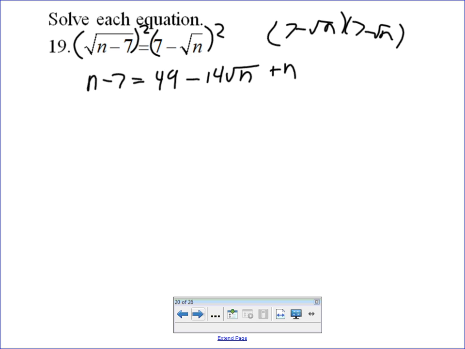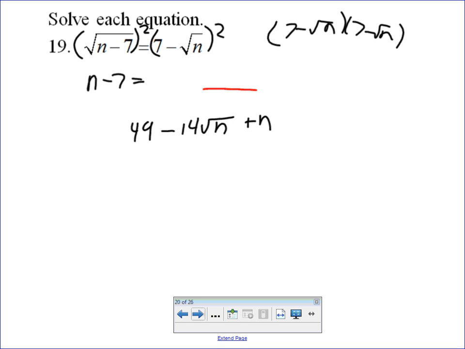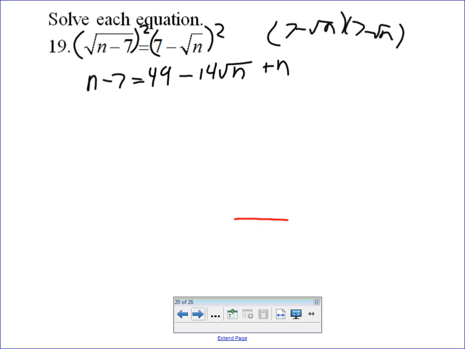So now I need to isolate this radical. So how do I do that? Well, I'm going to subtract n from both sides. Now I have negative 7 equals 49 minus 14 times the square root of n.